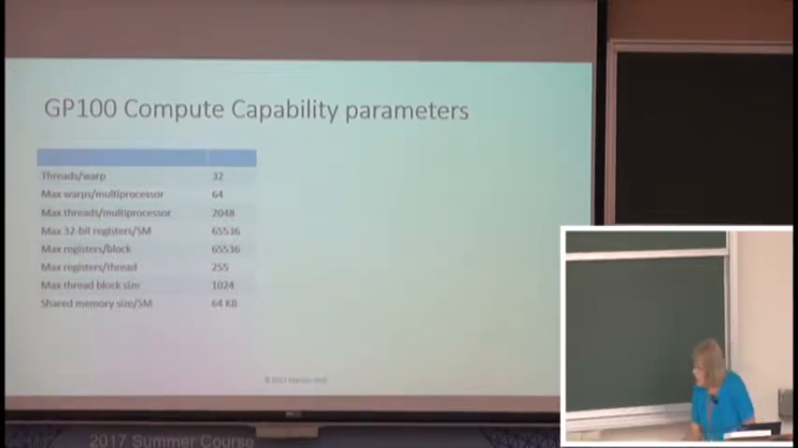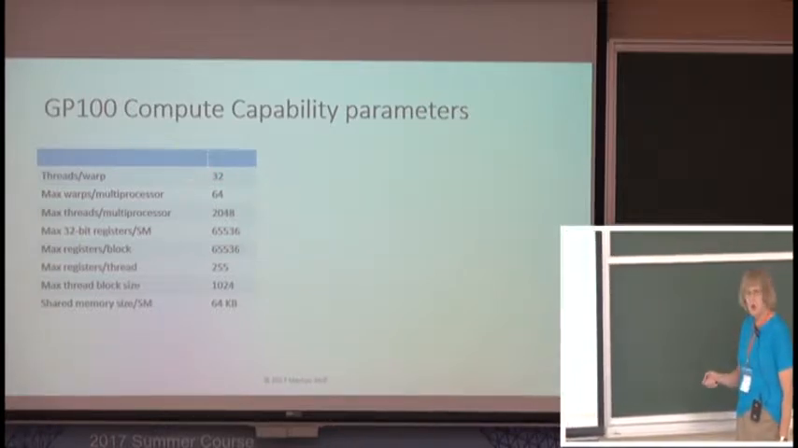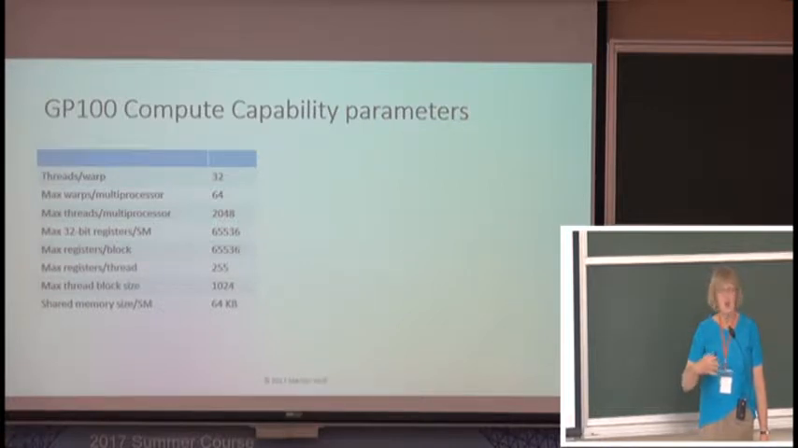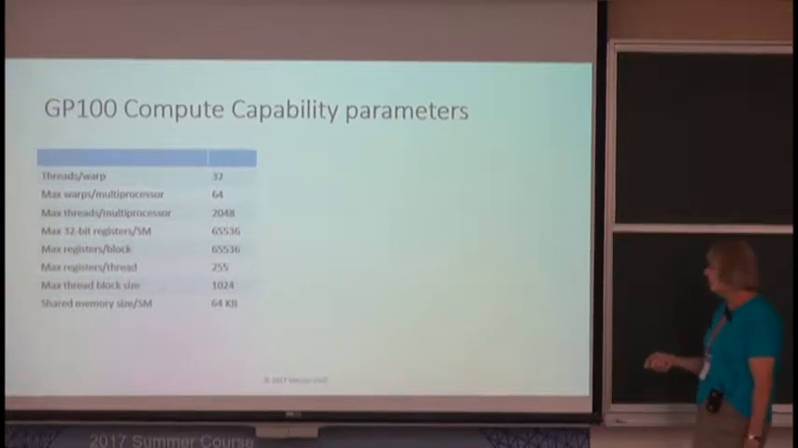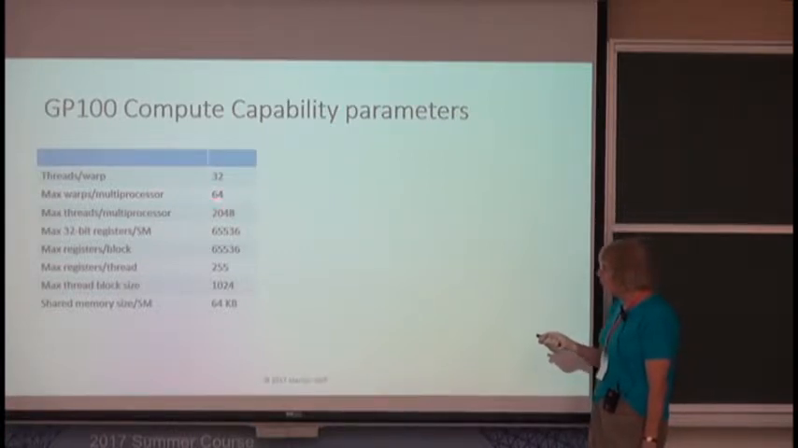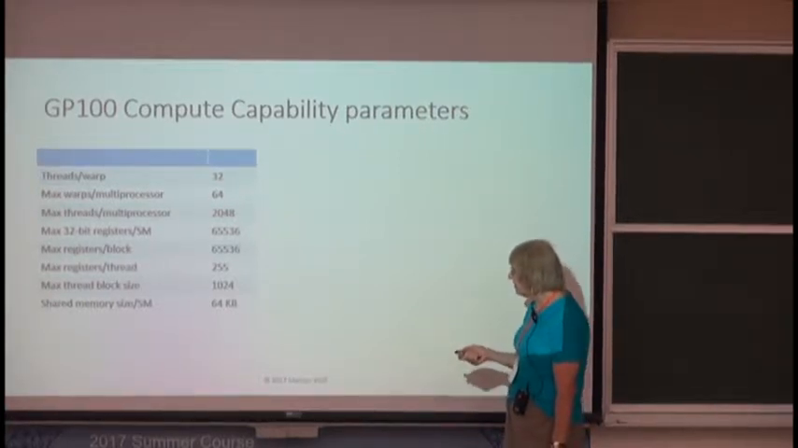So just a rundown on the numbers of the GP100. 32 threads per warp. So in this case, thread is similar to what you would mean in a CPU, right? A thread is a unit of execution. Roughly speaking, a thread corresponds to a program counter, right? So you group these threads into warps, you have 32 threads in a warp. You get up to 64 warps you can give a multiprocessor, that means 2,048 threads in the multiprocessor.